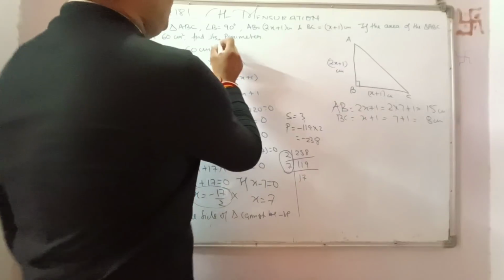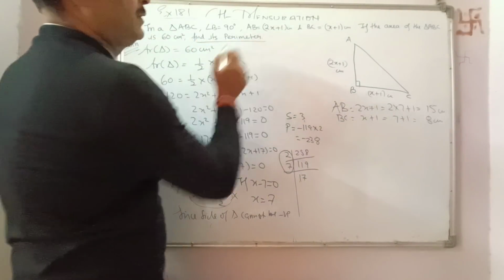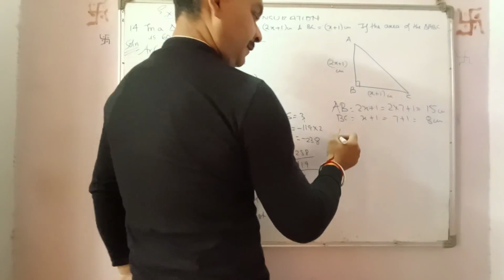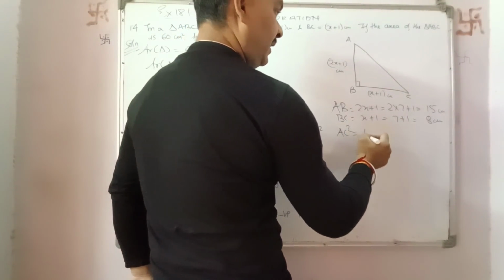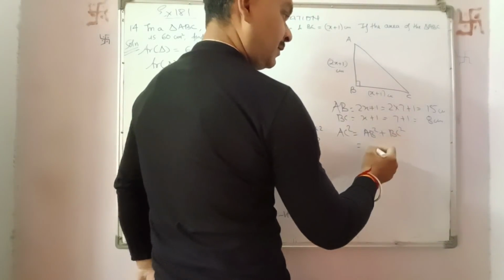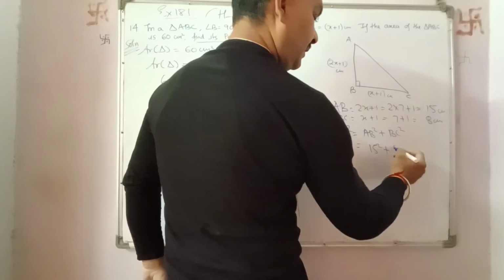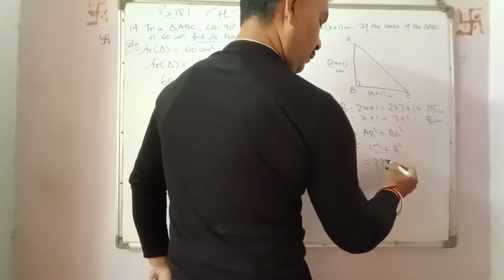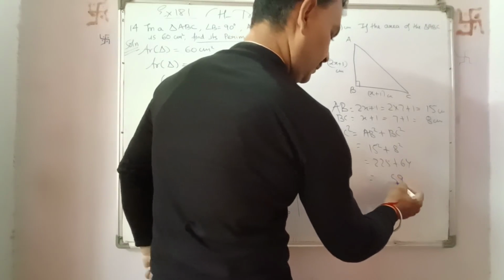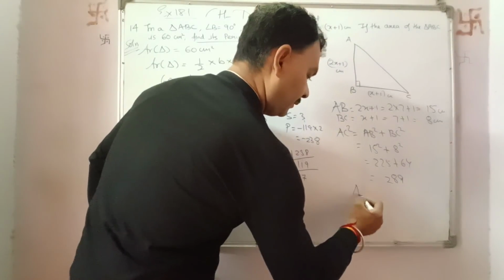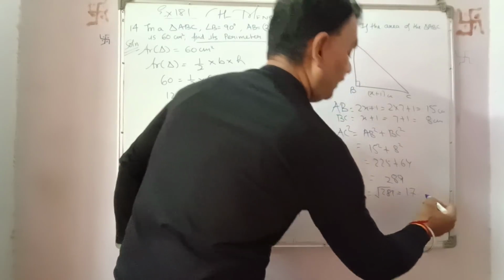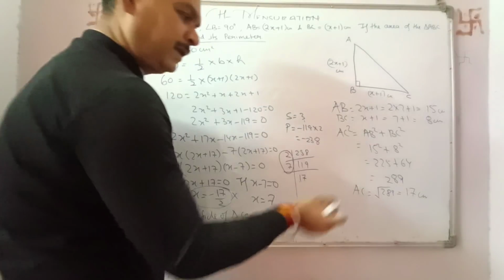But to find the perimeter of this triangle, we also require side AC, which is the hypotenuse. Now AC square is equal to AB square plus BC square by Pythagoras theorem, 15 square plus 8 square, 225 plus 64, 289. Okay, AC is equal to under root 289, which is the square of 17 centimeter. Again neglecting the negative value.